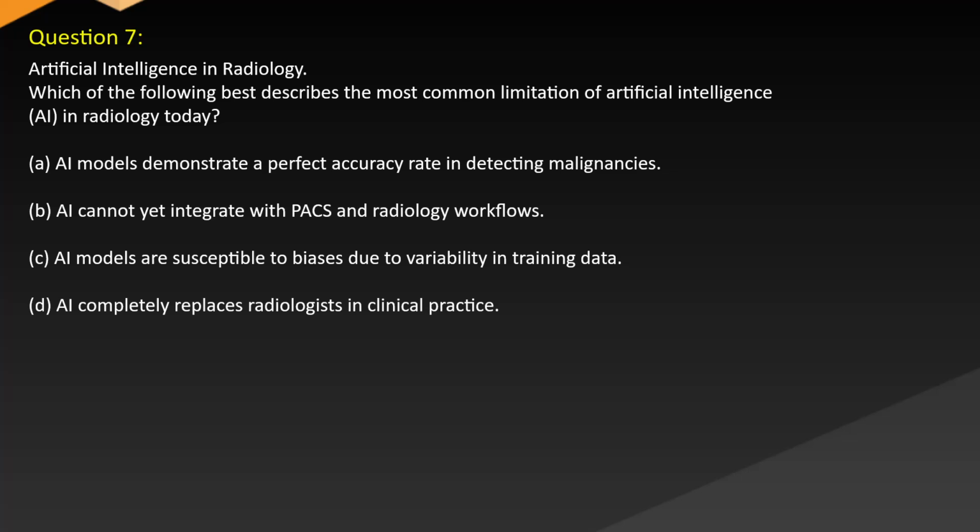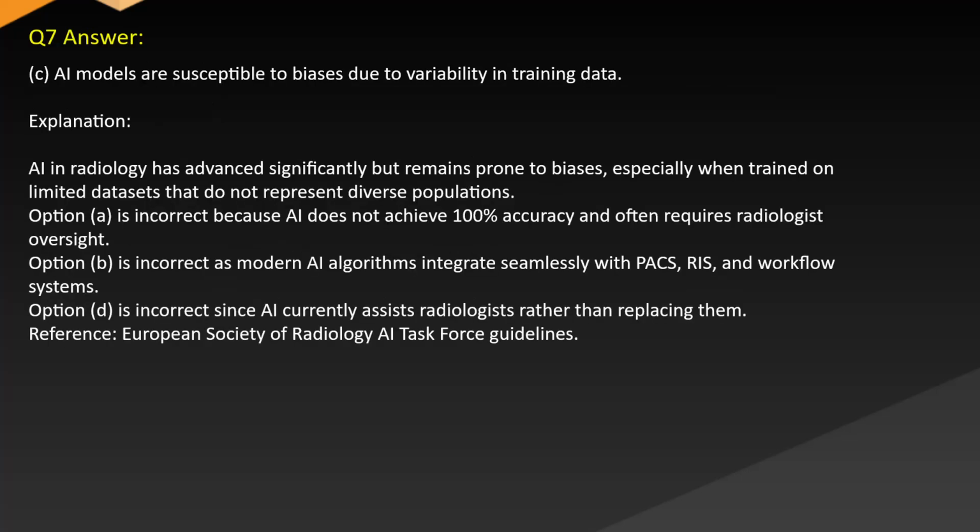Question 7. Artificial intelligence in radiology. Which of the following best describes the most common limitation of artificial intelligence (AI) in radiology today? A. AI models demonstrate a perfect accuracy rate in detecting malignancies. B. AI cannot yet integrate with PACS and radiology workflows. C. AI models are susceptible to biases due to variability in training data. D. AI completely replaces radiologists in clinical practice. Answer: C. AI models are susceptible to biases due to variability in training data.